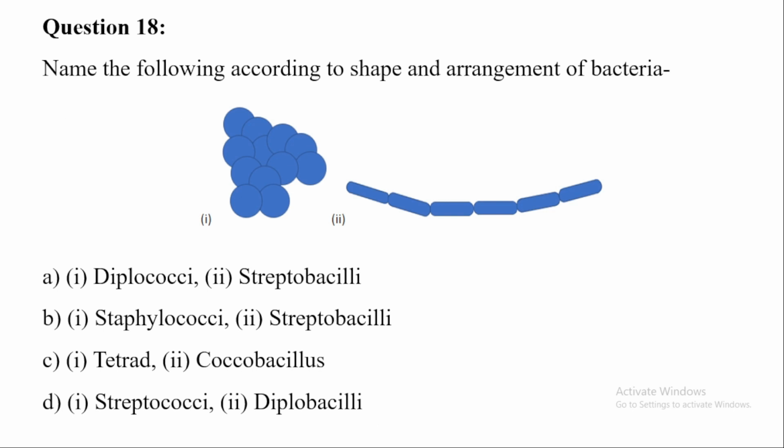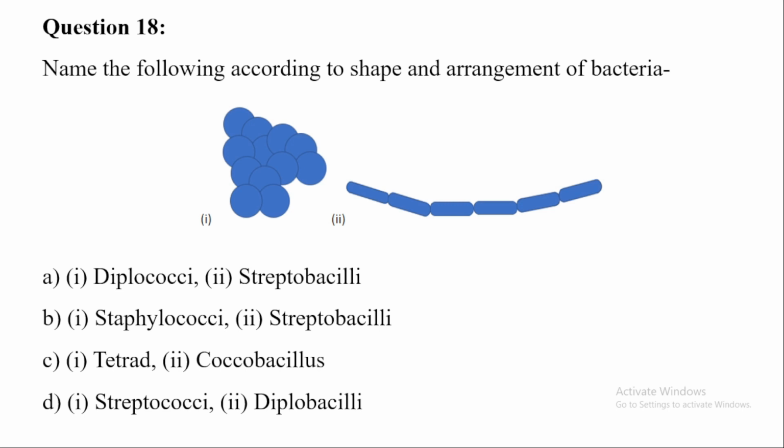So, name the following according to shape and arrangement of bacteria. Here two shapes are given. You have to tell which shape determines what. First you can see a bunch of spherical cells, and the second you can see a chain of cylindrical cells. So, option B, Staphylococci and Streptobacilli, is the correct answer.